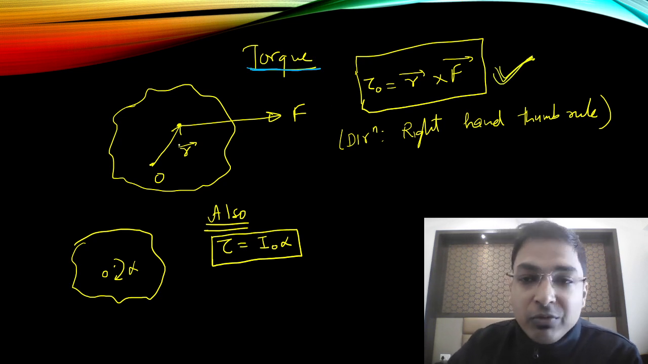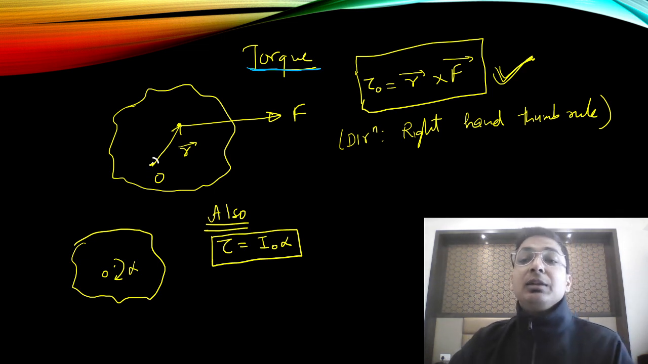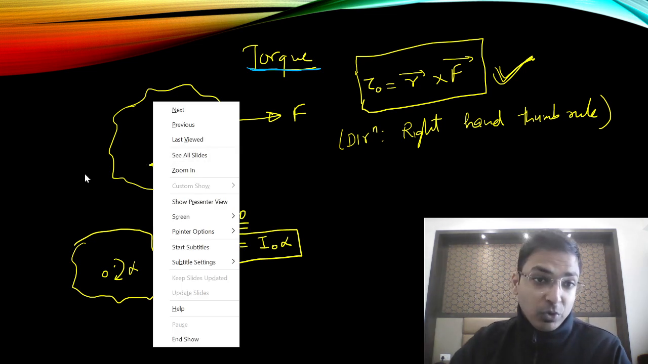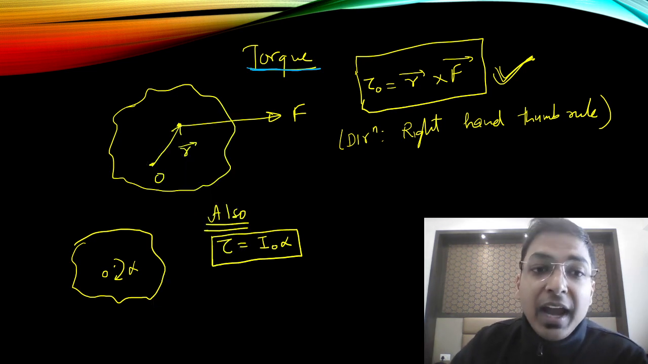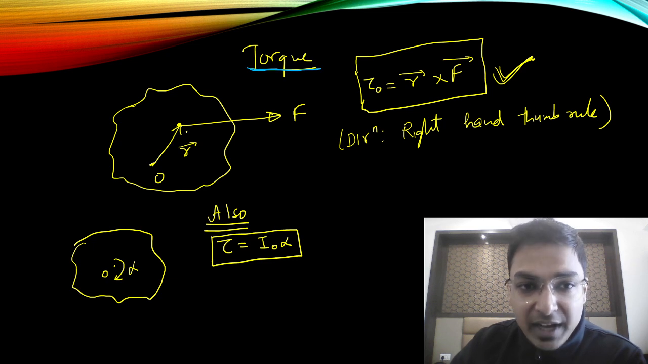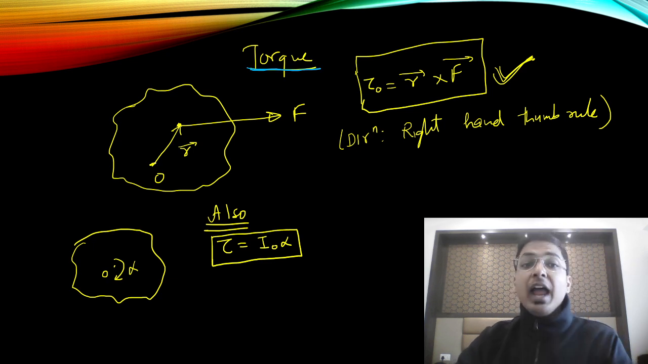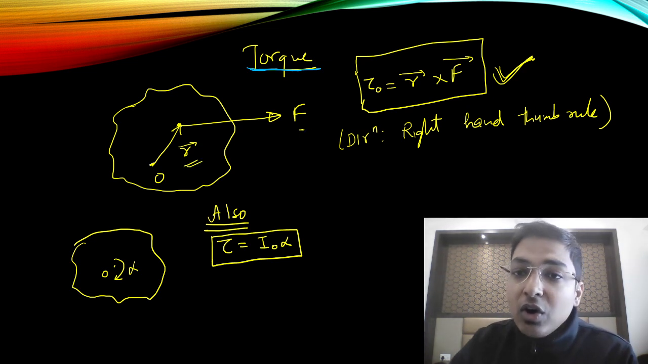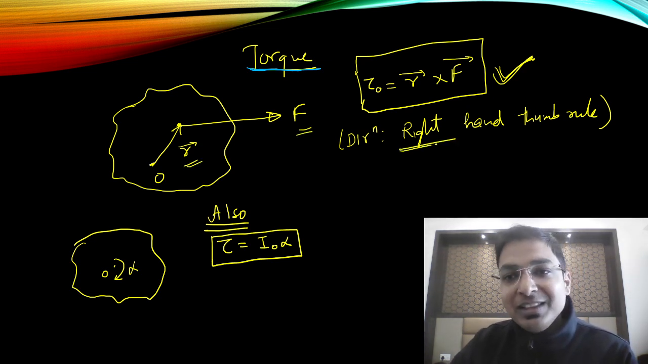Remember, where is the head of R? The head of R is at the point of application of the force, and the tail is at the point where we have to find the torque. Head is the point where the force is applied, and O is where the torque is to be found. What is the formula? R cross F. And the direction is simple, the right hand thumb rule.